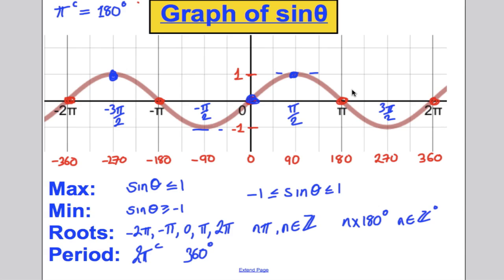You need to know the graph of sine theta like you know your own reflection. We're going to solve all the problems using that graph, whether it be in radians or in degrees.